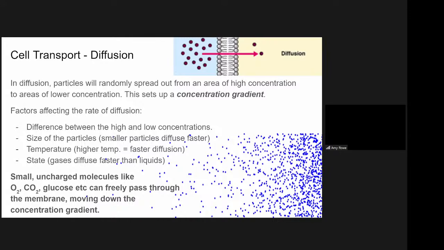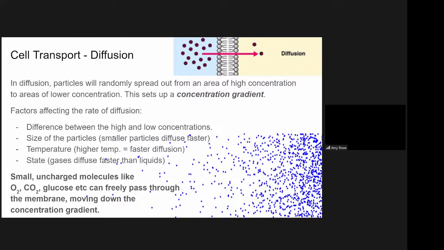The size of the particles diffusing is also important. Smaller particles are able to diffuse faster than larger particles. Temperature plays a huge role. We know, or hopefully you remember from level 1 science, that particles at warmer temperature have more kinetic energy, so they move around more. If those particles have more kinetic energy, they're moving around more, so they're going to diffuse faster as well. If the temperature is cooler, those particles have less kinetic energy, which means they diffuse more slowly.